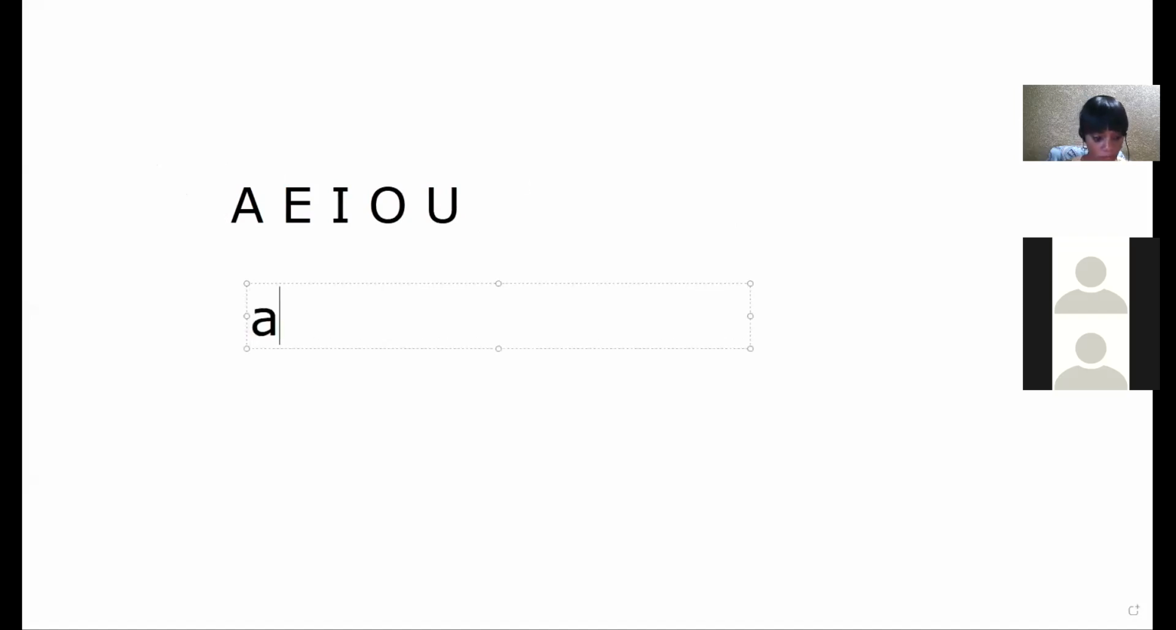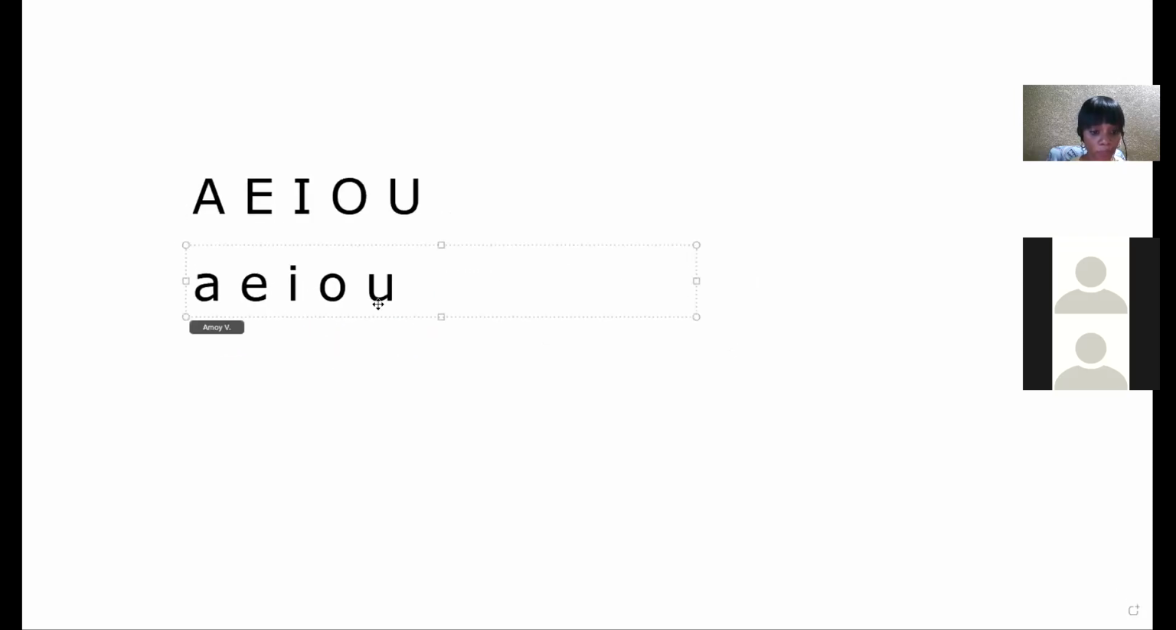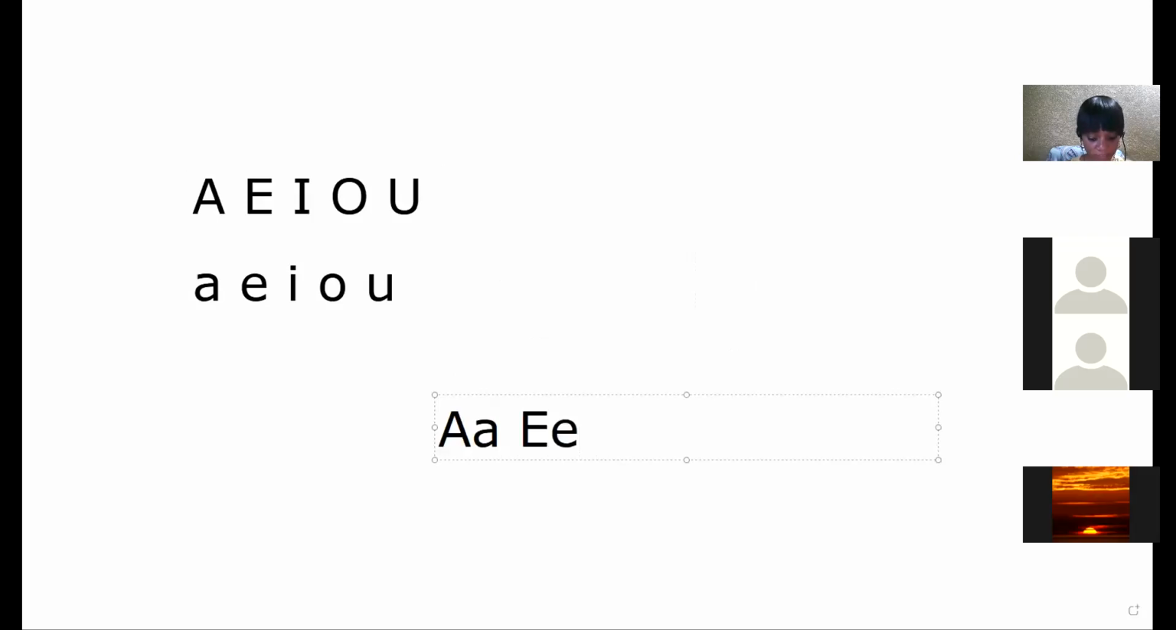And they are the same even if I write them in lowercase. They're no different, and the sounds are no different. They are the same. So good. So now that we know that those are the vowels, it means that all the other letters in the alphabet are consonants, right? All the other letters in the alphabet are called consonants, and these 5 are called vowels.